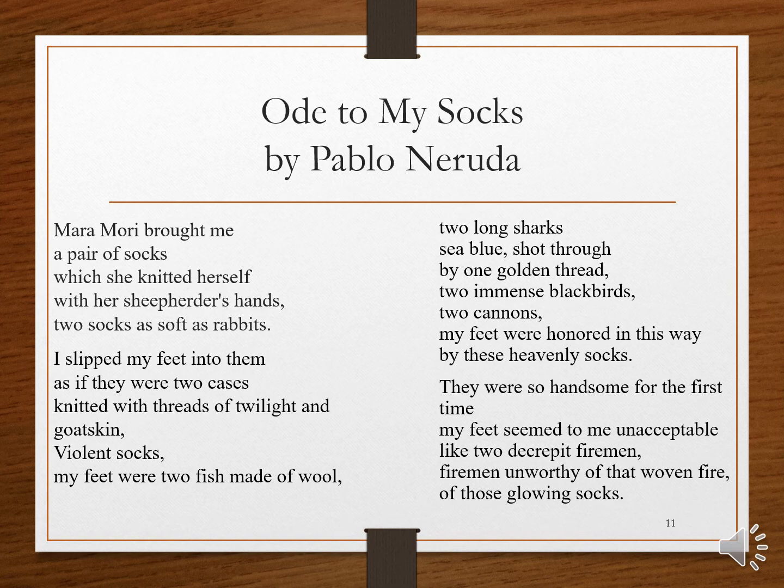Are they actually as soft as 2 rabbits? No, but it emphasizes how soft they are. Are his feet 2 fish, 2 sharks in blue? No, but the socks are so sleek, that's how he feels. And suddenly his feet feel important and powerful being in these socks. They are 2 immense blackbirds, 2 cannons. His feet were honored. That's where the figurative language comes in. He could have just said all of this in 1 sentence. Mara Mori brought me 2 socks and I liked them a lot. But this paints a picture and makes us feel like we actually have the socks on our feet. Let's continue.